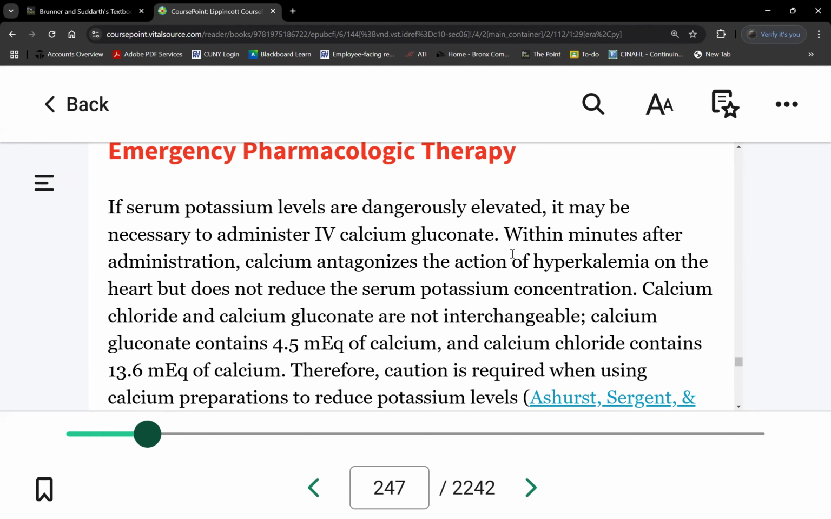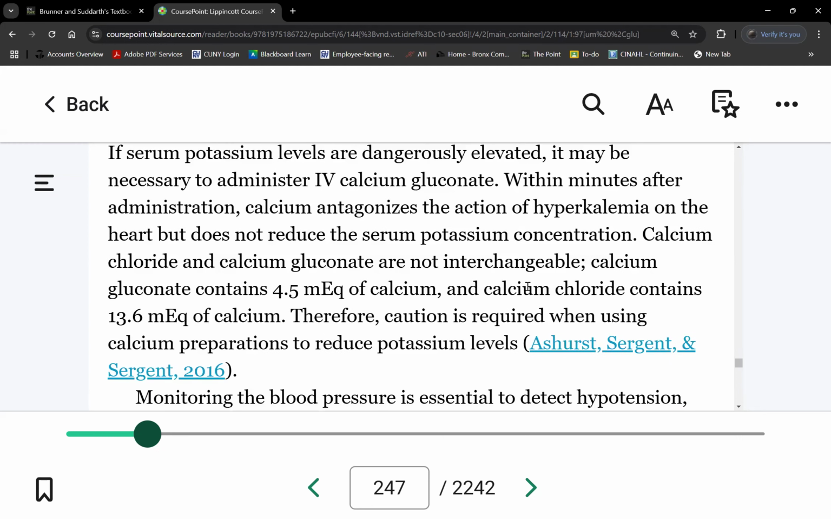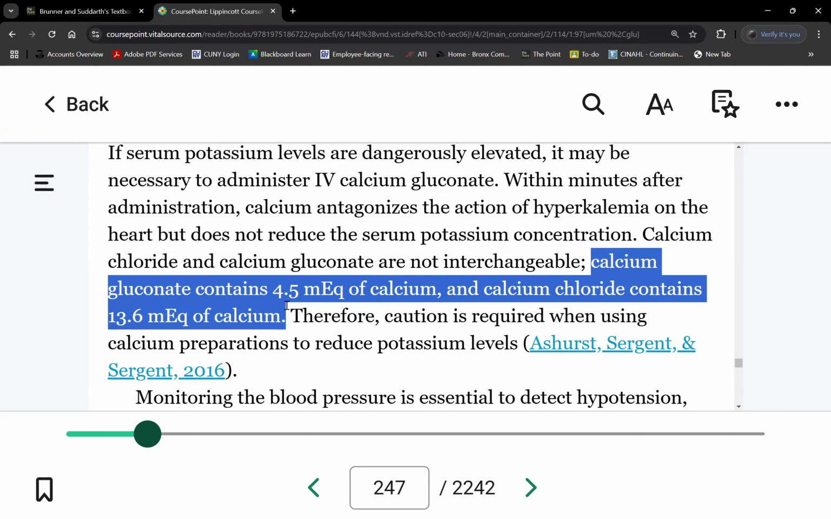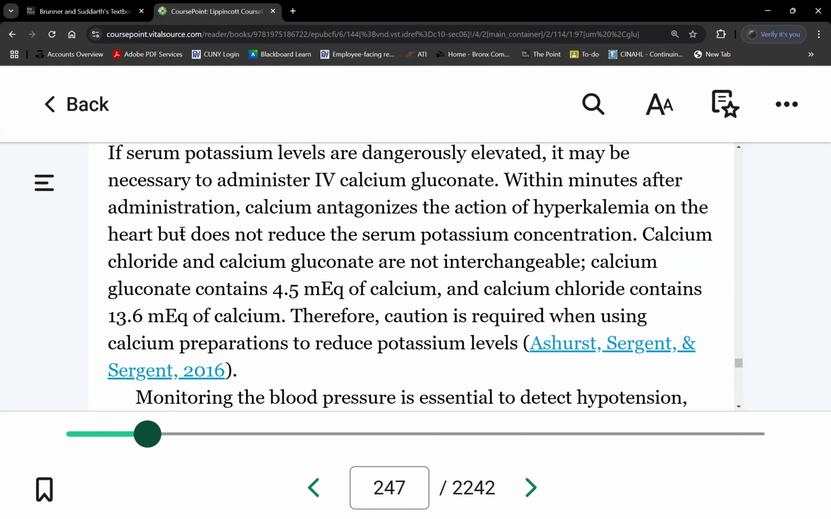So you give calcium gluconate. Calcium chloride is also okay, but it's either or. Okay, the problem is one of them right here. So calcium gluconate has higher calcium compared to calcium chloride. So if you have a concern of the patient's calcium levels, then you'll choose which one? Calcium chloride, because it has less potassium. Okay, so that's the only difference between the two. But either or can be used, depending on the patient's calcium levels. So that's one option, right? To antagonize it.